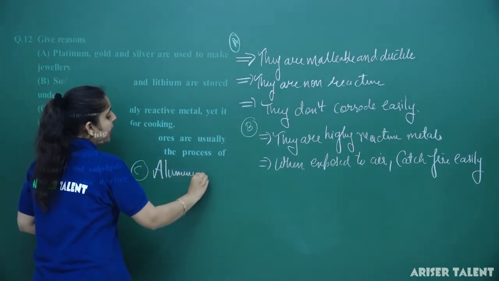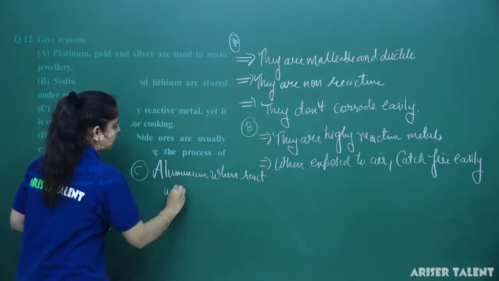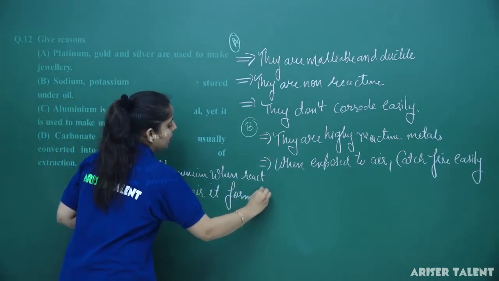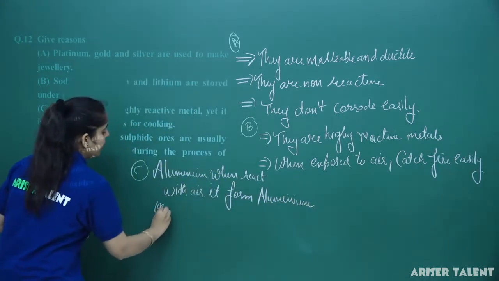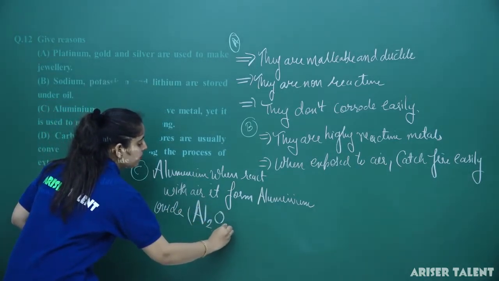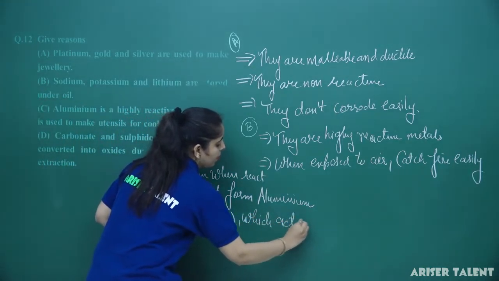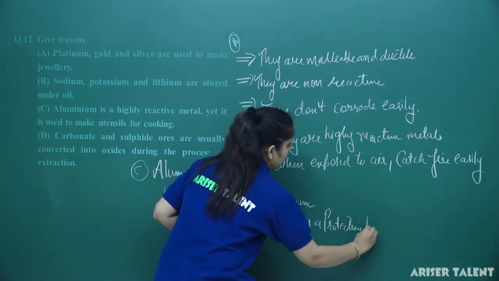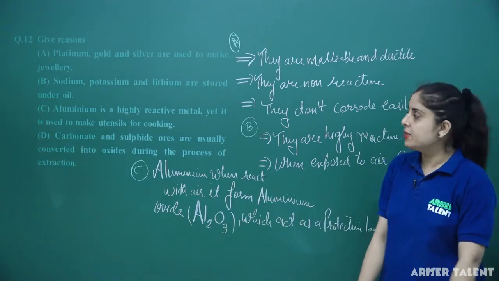Aluminium when reacting with air forms an aluminium oxide layer. It is going to form a layer of aluminium oxide, which is known as Al2O3, which acts as a protective layer. So that's why we are preferring aluminium for making utensils.